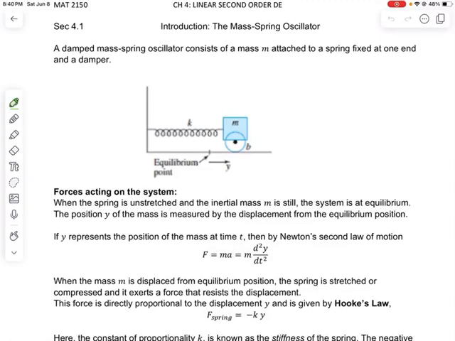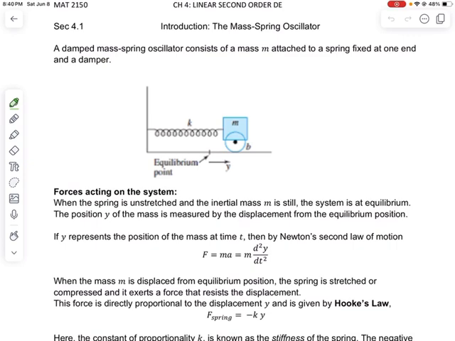We are now starting chapter 4, and in this chapter we will learn how to solve second order linear differential equations, and also maybe even higher orders as well. So the first thing we do here in section 4.1 is see how second order linear differential equations exist in real life or in application. So we will develop the equation of the spring mass system.